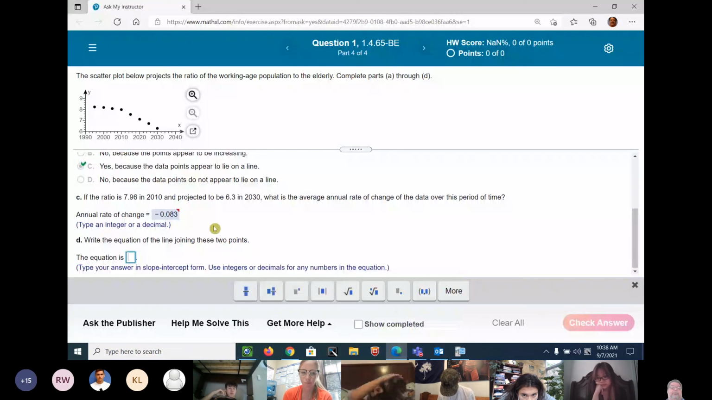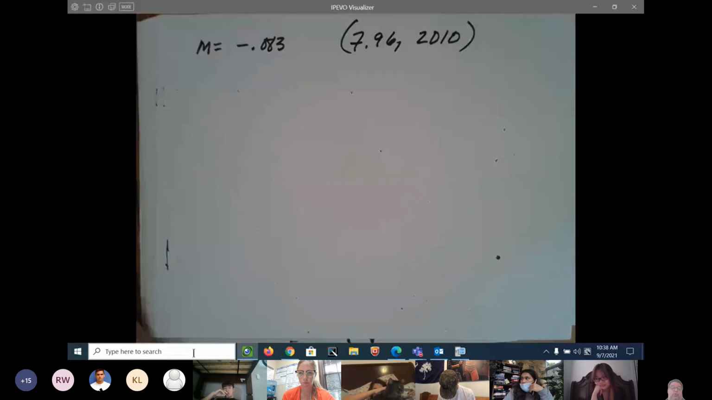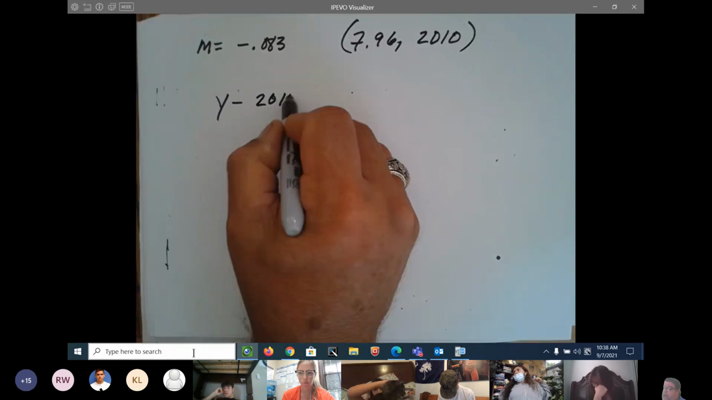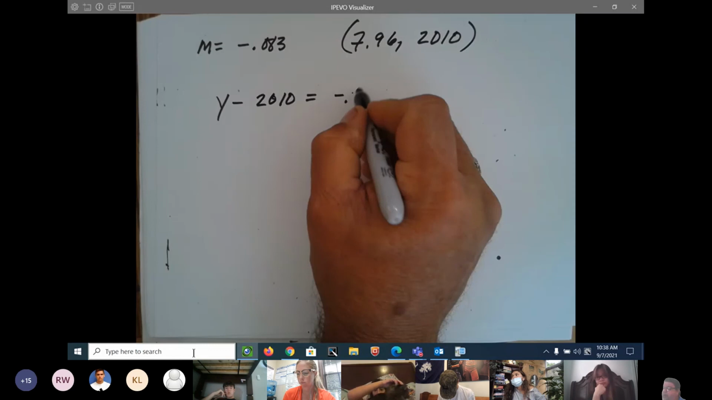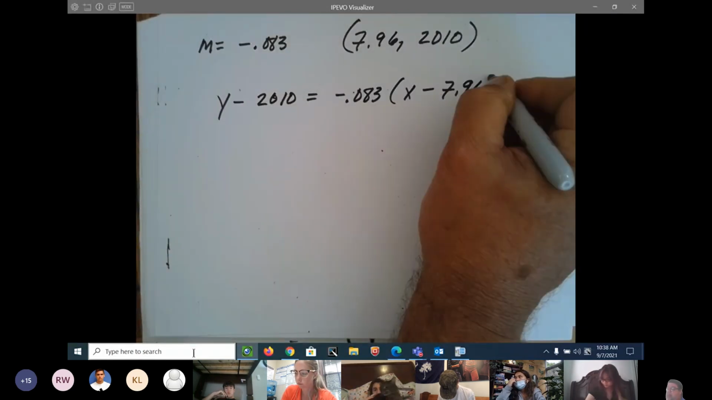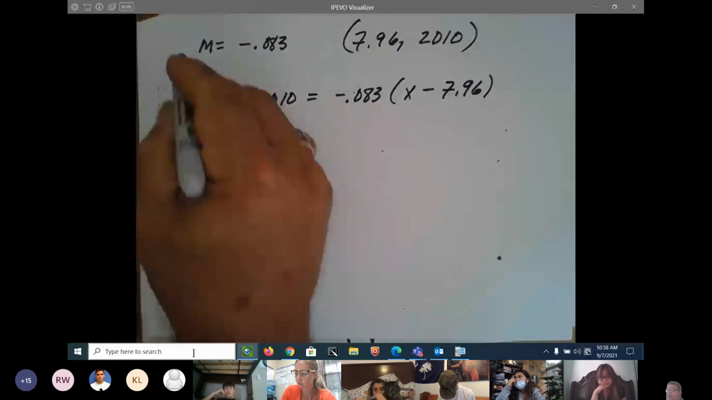All right, so m is equal to negative 0.083, and one of the points is 2010, 7.96. And there is your y minus 7.96 equals negative 0.083 times x minus 2010. And that's the point-slope equation.